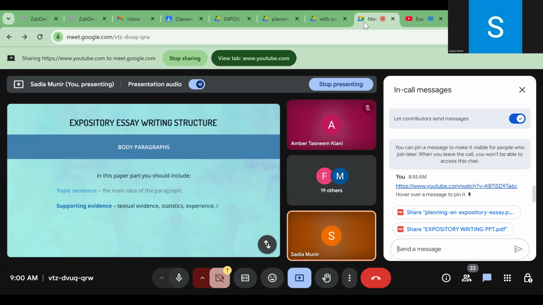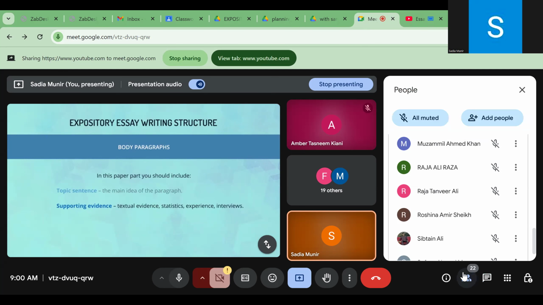After claiming the idea, make sure you support it with solid evidence. In this case, you as an author are not limited in choice. Textual evidence, statistics, first-person interviews, and your own experience. Make sure you properly cite and paraphrase your references to avoid plagiarism.